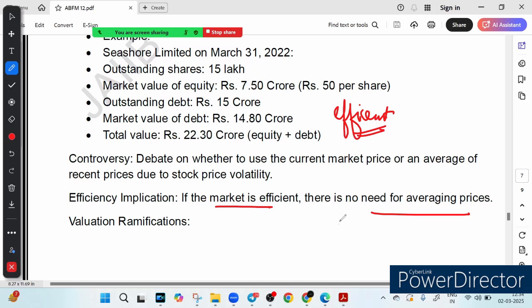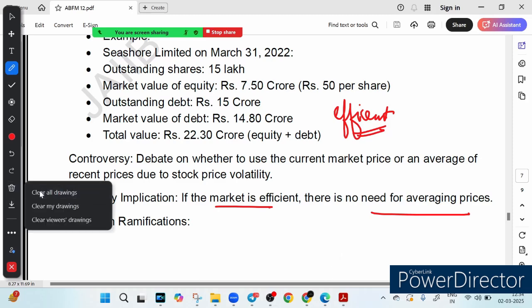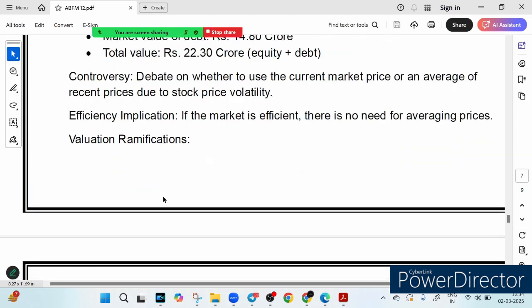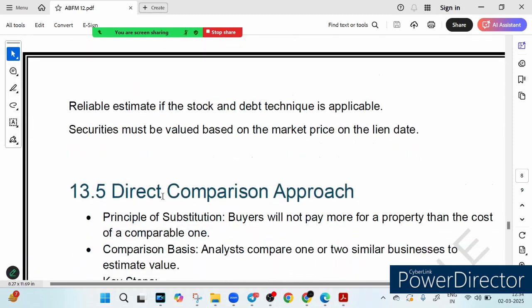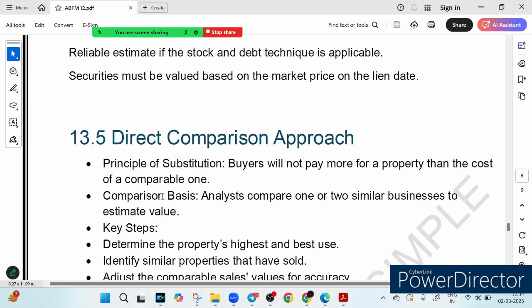If the market is efficient, which means price reflects the real value, then you should not do averaging, right? You should choose the current market price for stocks. So what we learned from this discussion is that the stock and debt approach is equal to market value of share plus market value of debt. It gives a real time estimate of the company's worth. It works best when markets are efficient. Stock price volatility can create challenges.